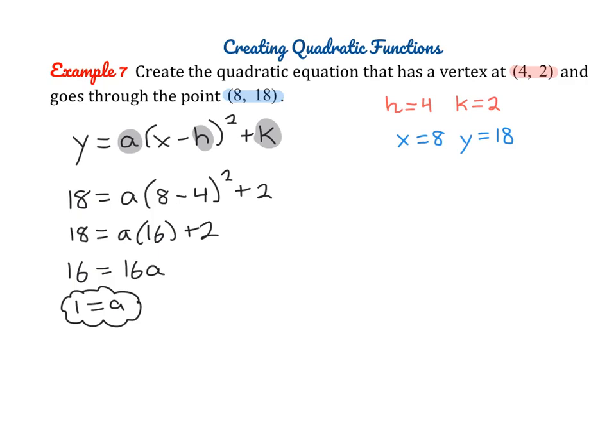So now we know a is 1, we know h is 4, and we know k is 2, so we can make our function. And maybe this time instead of saying y, I'll say f of x equals 1, so we don't need to write it, times (x minus 4) squared plus 2.